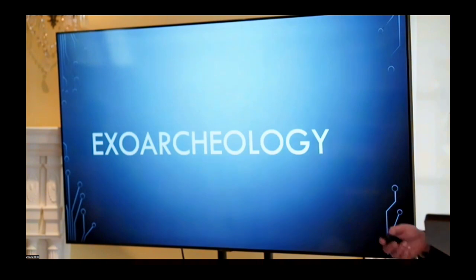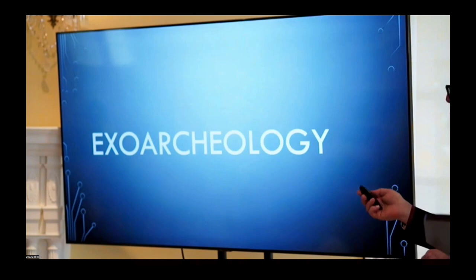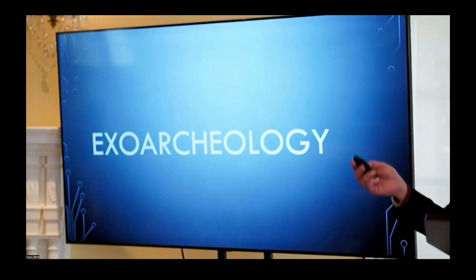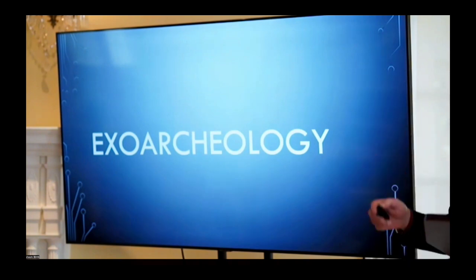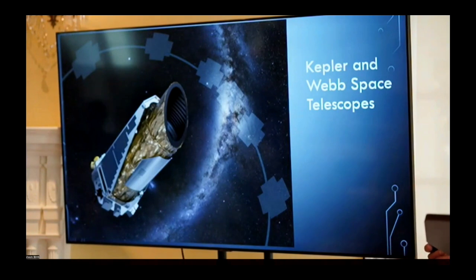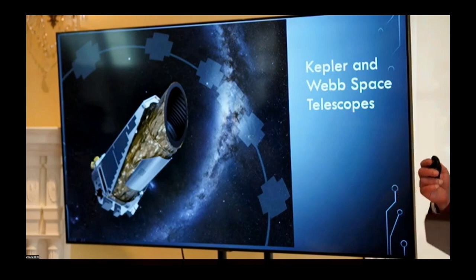So archaeoastronomy is based on things on Earth. Exoarchaeology is based on things that are found off the Earth, or things from off the Earth that have landed here. This has become very prominent in astrophysics and space science as a result of discoveries that have been made by the Kepler and Webb space telescopes. Basically, they're finding lots of exoplanets. That means planets in other solar systems beyond our own.